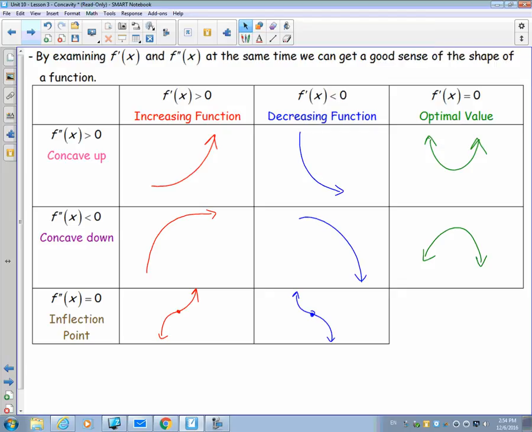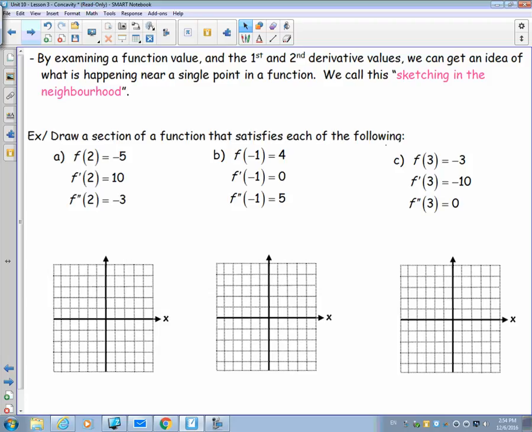And so by using these sort of ideas, these pictures here, we can get an idea of a shape, not necessarily the entire shape, but just knowing a little bit of a shape in an area. And we call this sketching in the neighborhood. And by taking our first and second derivatives and knowing something with their values, we can get a sketch in the neighborhood, so near points without knowing the entire function. So we're going to try a couple.